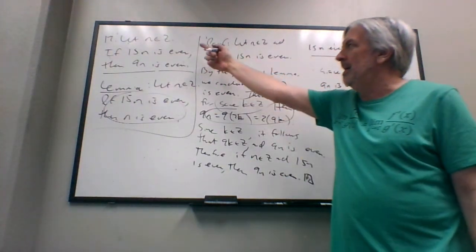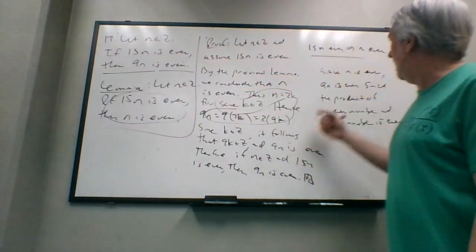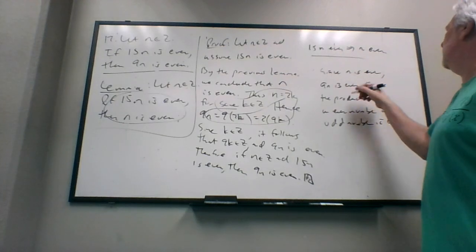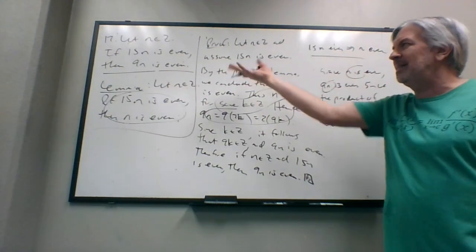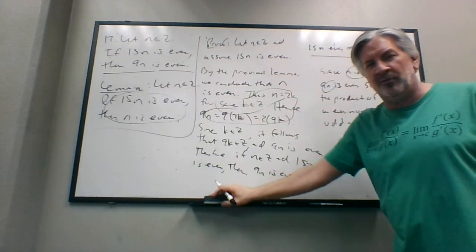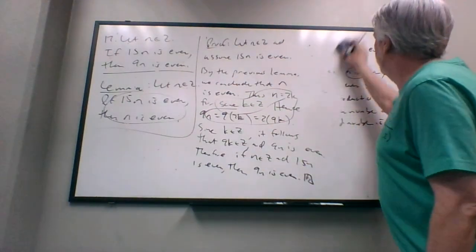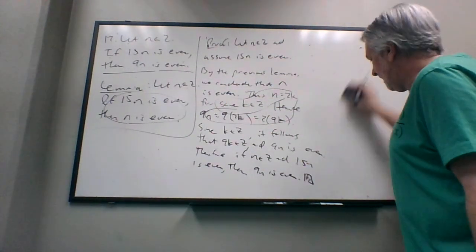We're trying to show if something's even, something else is even, and then you're basically saying, oh, if n is even, then 9n is even. Okay, you're using basically a result at the same level of what we're trying to prove. So don't do that.